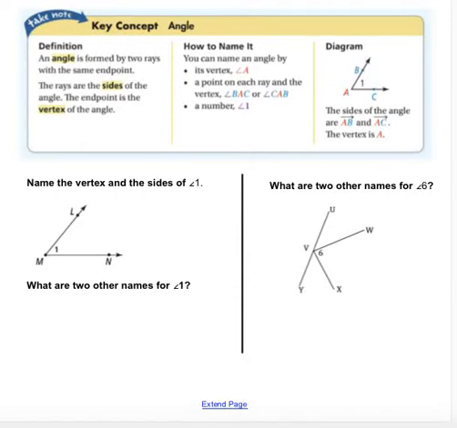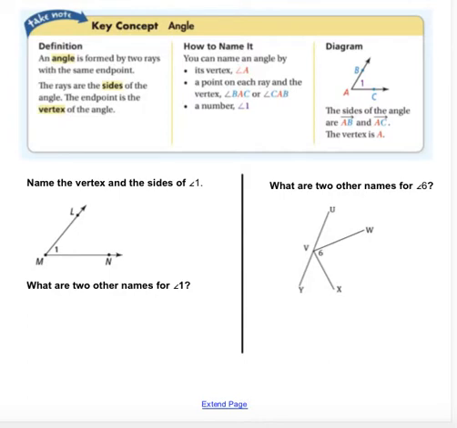Then we have angles. So before we had opposite rays, which are ones that made a line. Well, if we have rays that are next to each other, like they're combined, they still have the same endpoint, but they aren't necessarily straight. So if this is my endpoint and these are two rays, that forms an angle. So an angle is formed by two rays, and they have that same endpoint. The endpoint is what we call a vertex, and the rays are the sides of the angle.